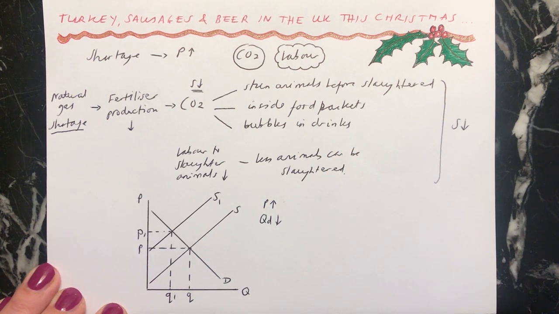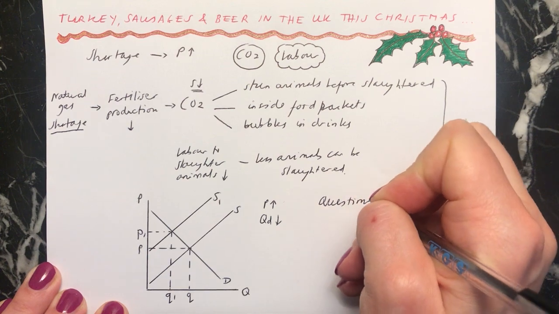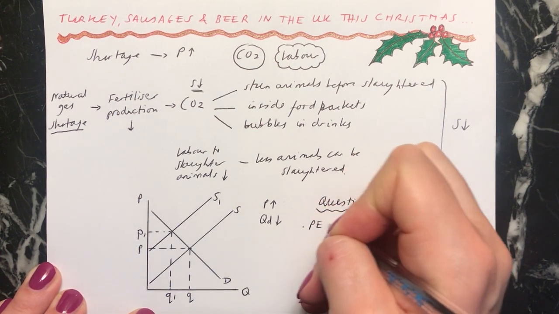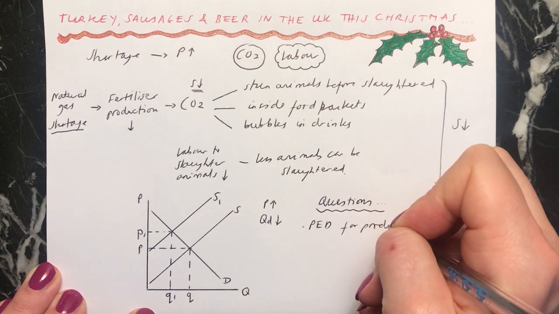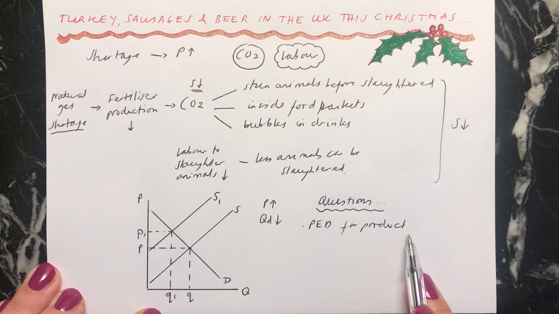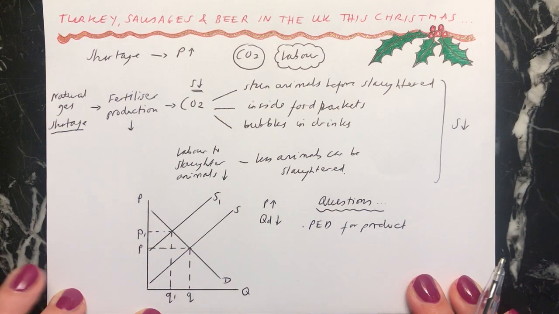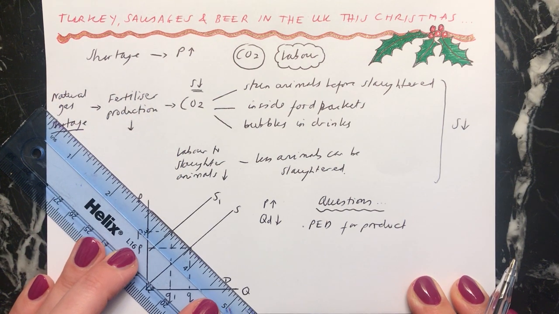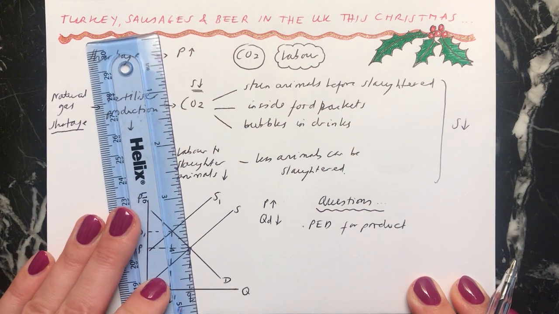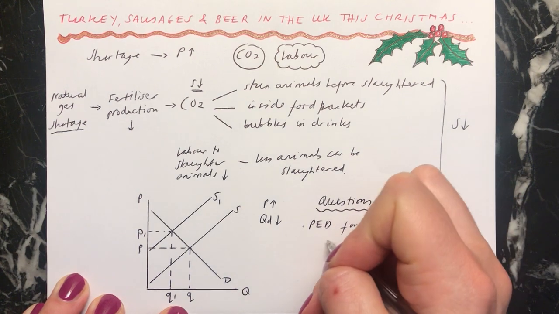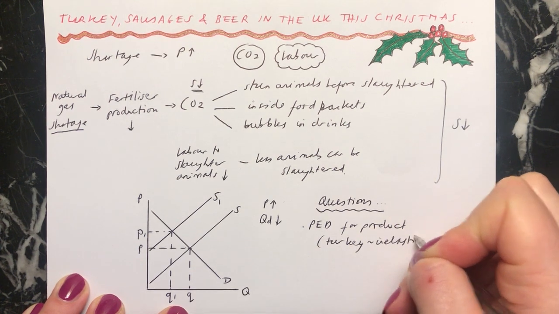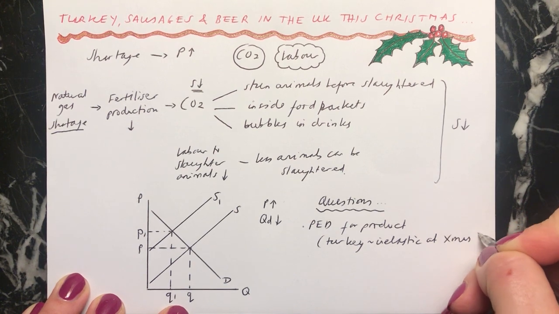And then, if you were looking at this in a question that wanted you to use evaluation, you could ask some questions in addition to this. So, for example, what is the price elasticity of demand for the product? This could be for the turkey or the sausages or the beer. And if you drew this demand curve at a different angle, so for example, if it was more inelastic like this, rather than more elastic like this, you'll find that even though the price goes up, people carry on buying the product. So for instance, for Christmas, the PED for the product, for turkey, is it inelastic at Christmas? That would be a question to ask.